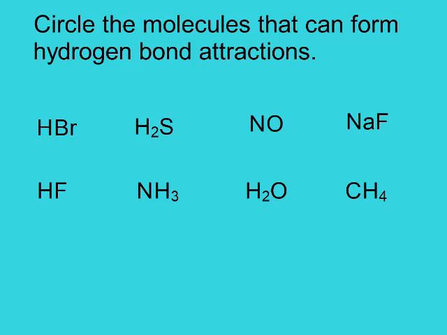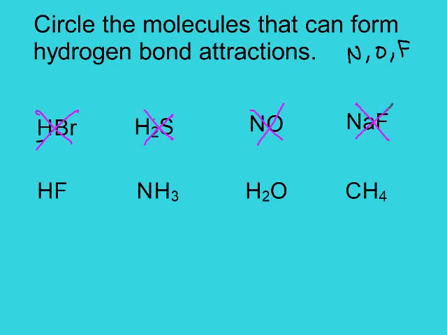Looking at this list of 8, figure out which of these can form hydrogen bond attractions. So HBr, it does have hydrogen, but it doesn't have N, O, or F. So HBr cannot form hydrogen bond attractions with itself. H2S also cannot form hydrogen bonds with itself because we don't have N, O, or F. N2 and O2 are both atoms that can form hydrogen bonds, but again, it needs a hydrogen to be able to form a hydrogen bond with itself.